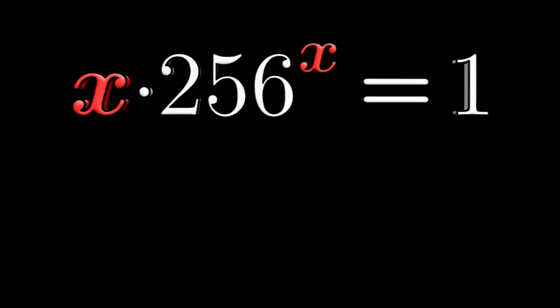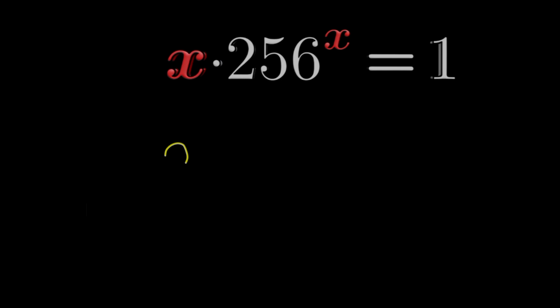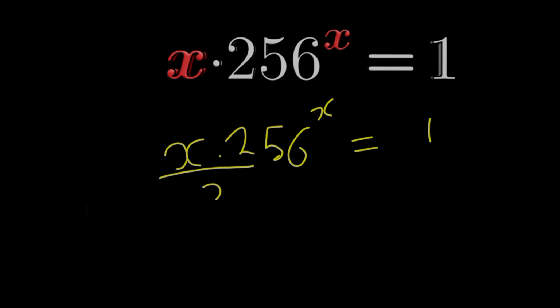x times 256 to the power of x equals 1. Guys, let's solve this together. The first step is going to be to divide both sides by x. So we have this divided by x equals 1 divided by x.